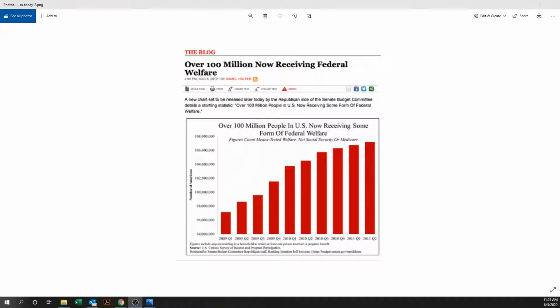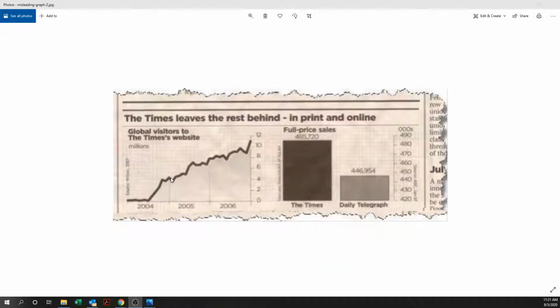Let me show you the last example here. This is an example I found from the Times. You might be thinking that the graph on the right shows the Times makes double the sales of the Daily Telegraph. But take a close look at the scale. Again, look at the scale, and you will see that although the Times makes more sales, it's only beating the competition by about 10%. Again, it is a really misleading chart.